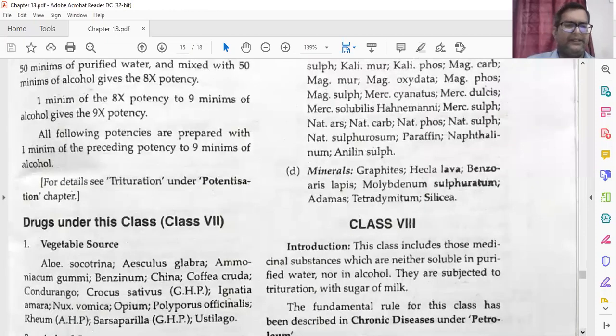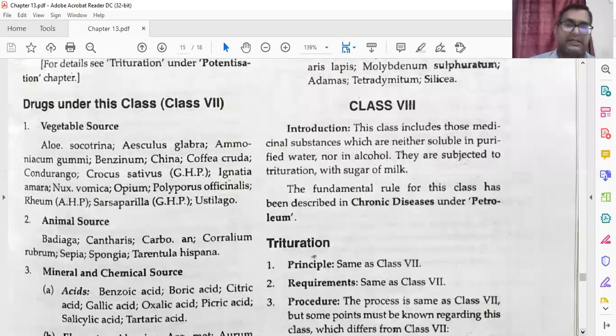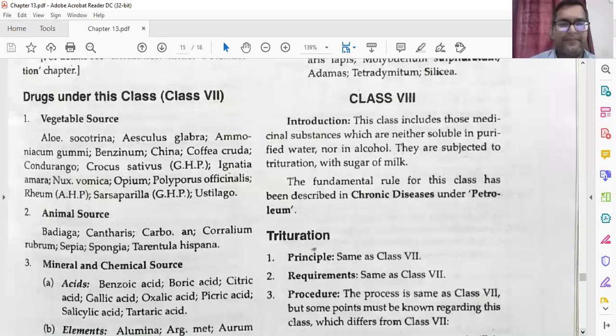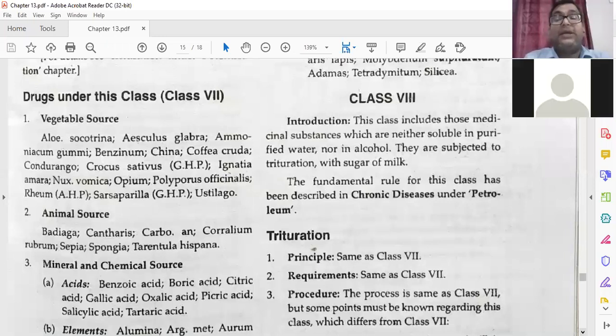Okay, then the drugs under this class 7 are Allium sativum, then Athusa cynapium, then Ammonium, then Benzoicum. Okay, China. China is Cinchona officinalis. Remember it. It comes under class 7. Many times a question comes in the old system of classification by Dr. Hahnemann: Cinchona officinalis comes under which class? So remember this is class 7.